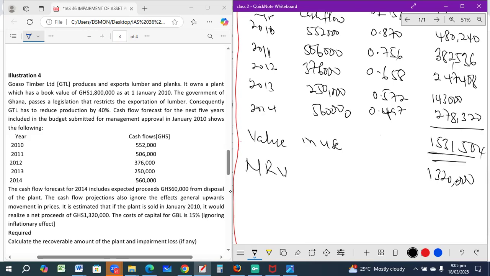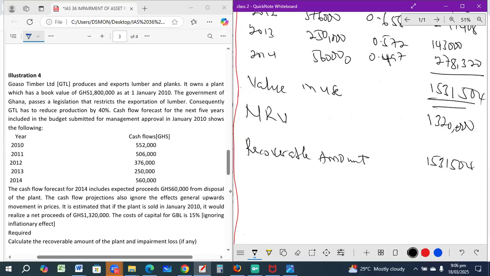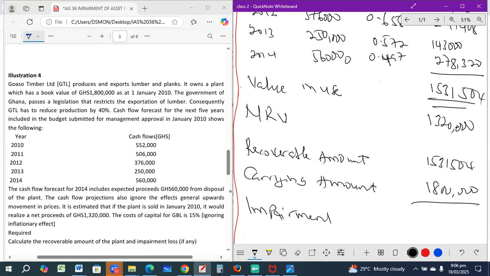So what is our recoverable amount? Our recoverable amount will be the higher of the two figures, which will be 1,531,504. And we compare it with our carrying amount. The carrying amount from the question was how much? 1,800,123. So what is the impairment, if any? What is the impairment figure? $268,496.